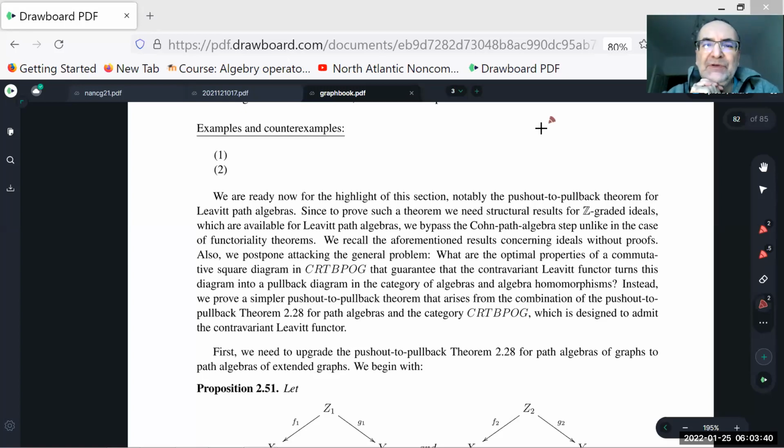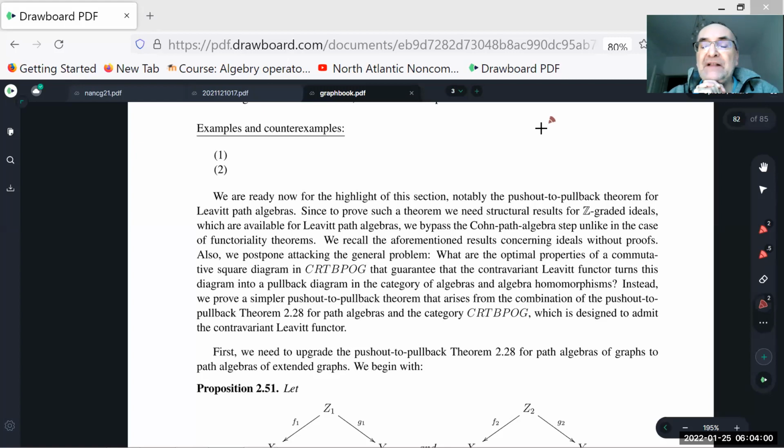So it is time to eat our cherry on the cake. It is time to consume the main product for which we were lecturing for basically 3 semesters. And this promised land is the push out to pullback theorem for Leavitt path algebras. But let's start from the beginning.